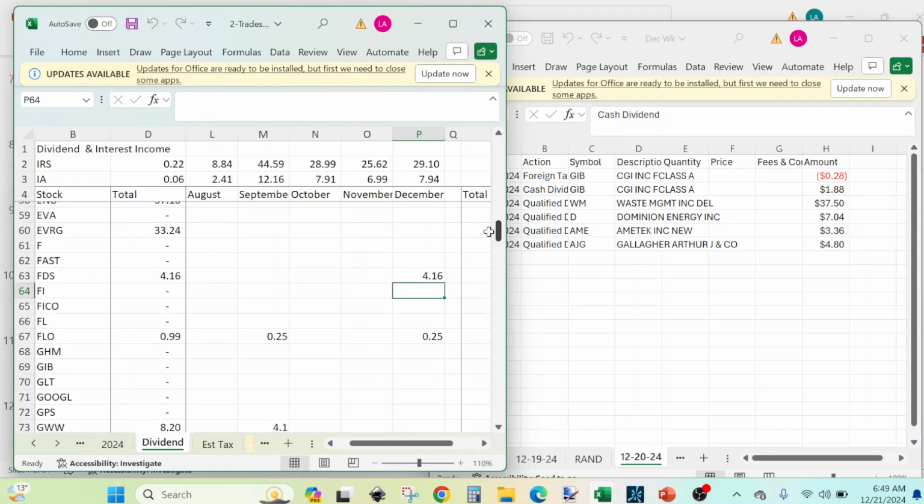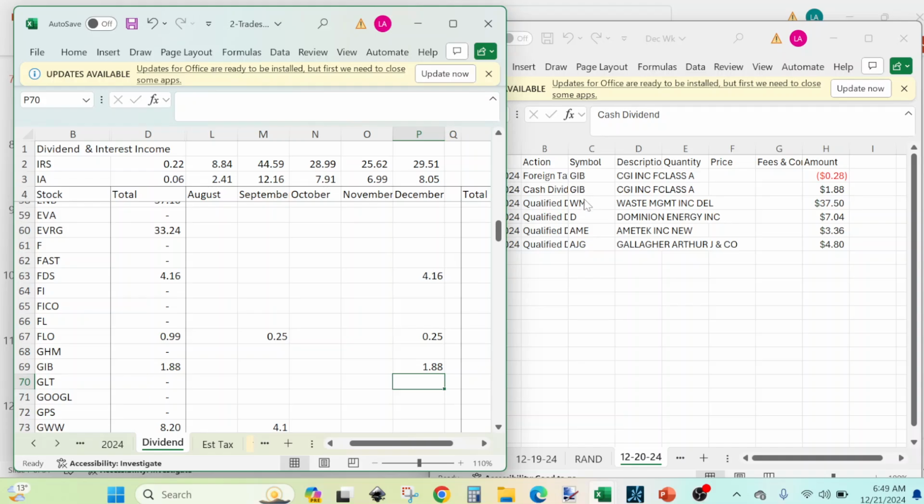So GIB, December, and it is 1.88. I'm not going to do anything with the tax paid. It will be on the 1099 when filing 1040. We'll be entering that on our 1040.